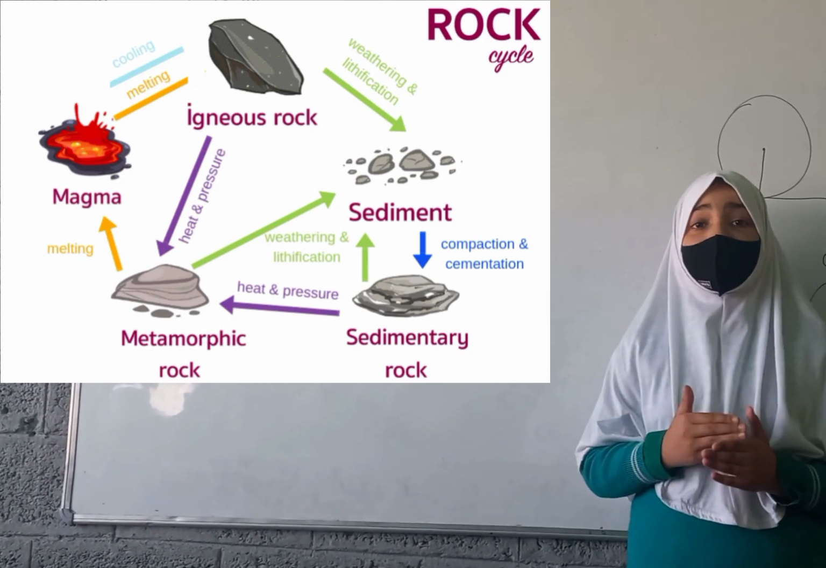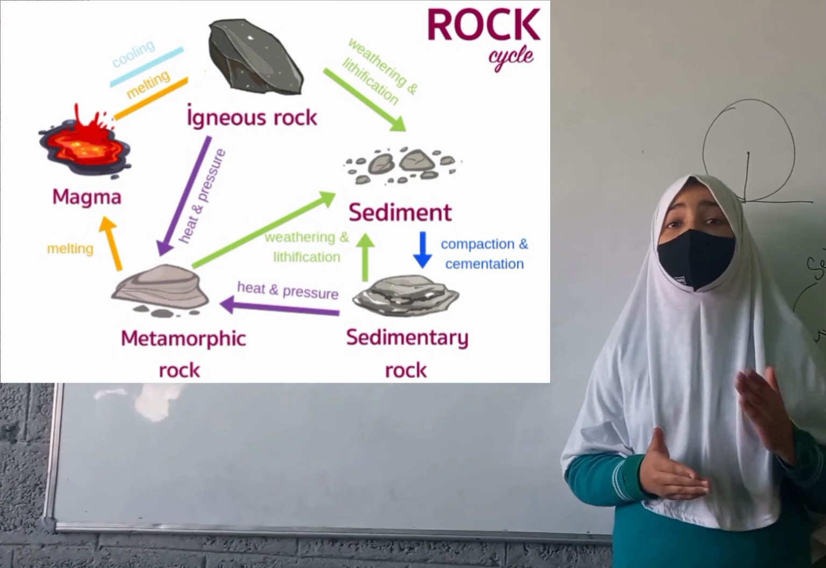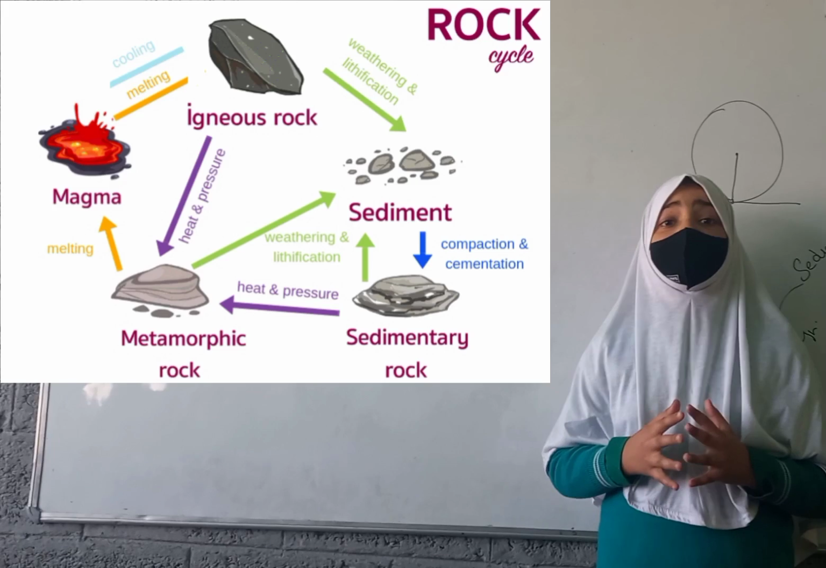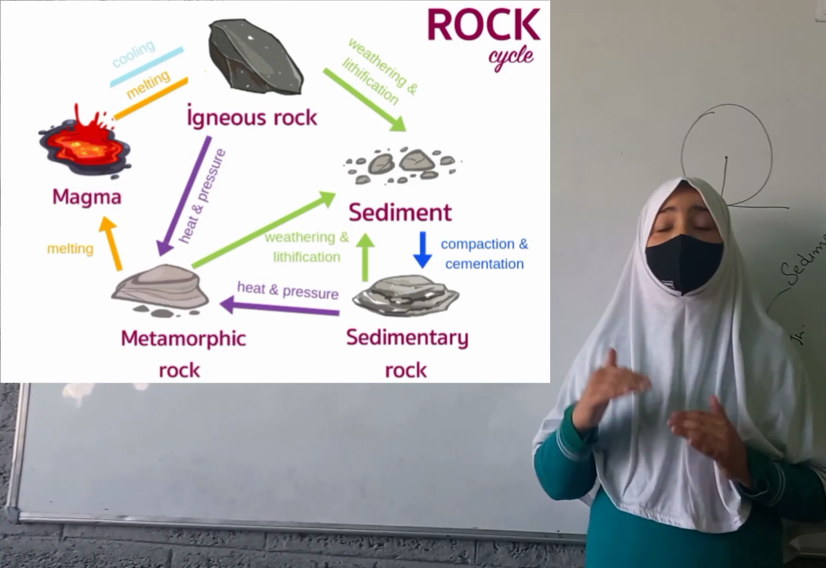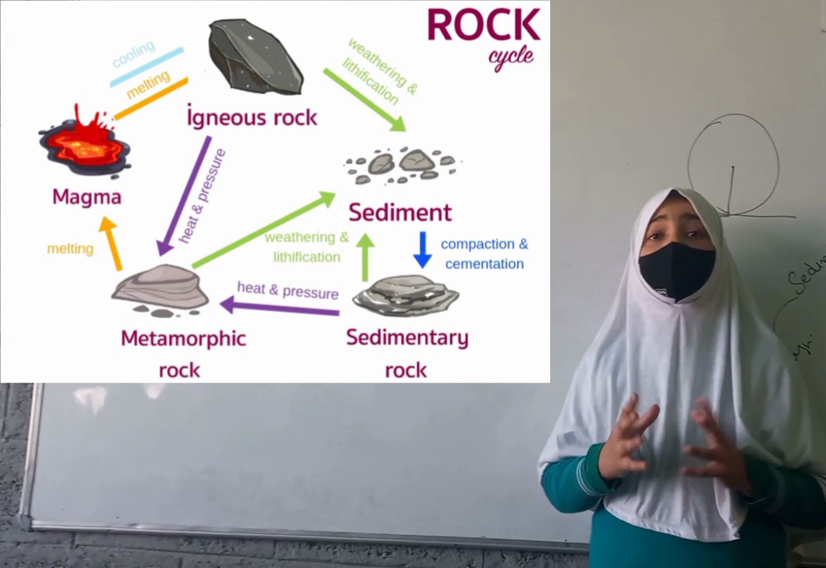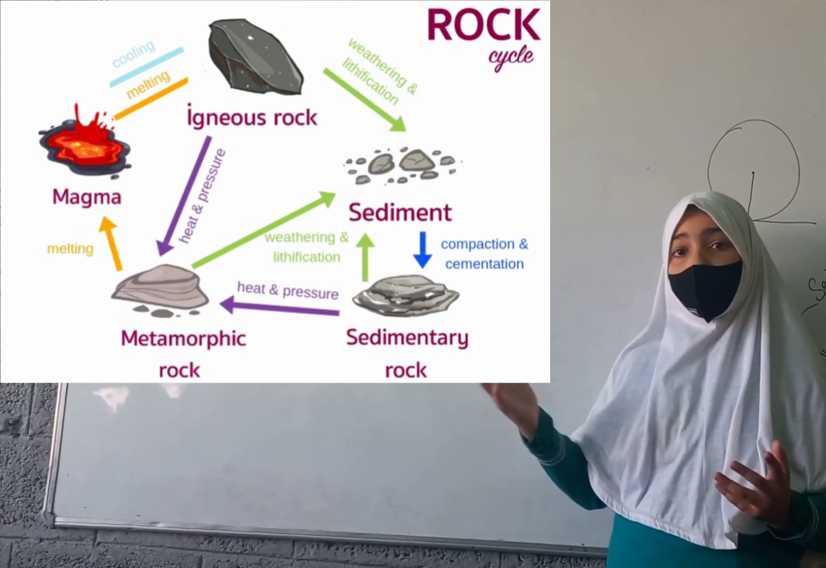Then some of the tiny fragments are carried by the water and blown by the wind into the rivers. In the rivers, they settle at the bottom. They form many layers. Over time, the bottom layer forms another rock which is known as the sedimentary rock.